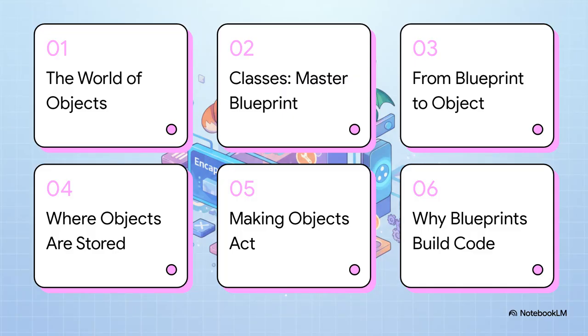So here's the game plan. We're going to start with the big idea, this world of objects. Then we'll get into the nitty-gritty of classes, which are basically the master blueprints. After that, we'll see how you go from a blueprint to a real object, figure out where the computer keeps them, and then the fun part, making those objects actually do stuff. And we'll wrap up by looking at why this whole approach makes for way better code. Sound good? Let's get started.